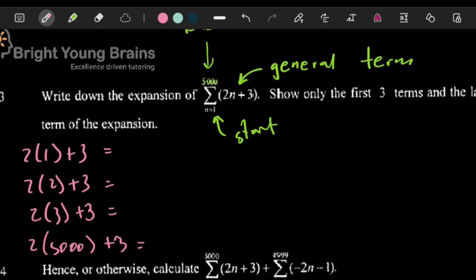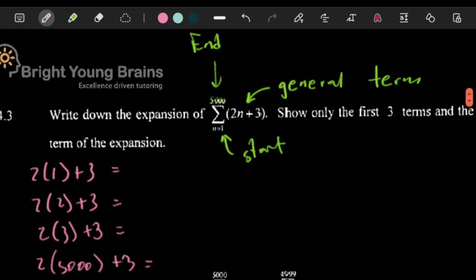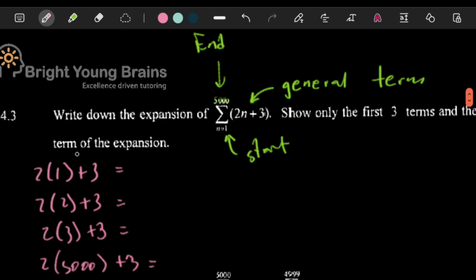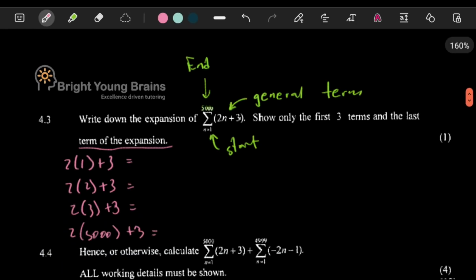Okay, but let's see. What is the first term, second term, and the third term? Let's read this question nicely before I mess up. Write down the expansion of this. Show only the first 3 terms and the last term of the expansion. So writing down this expansion, right?